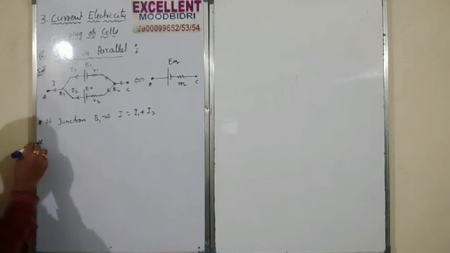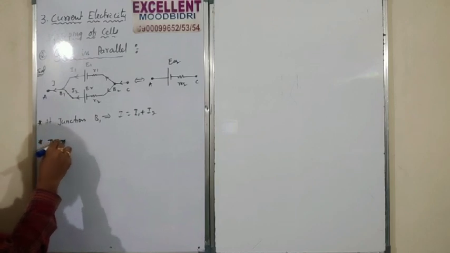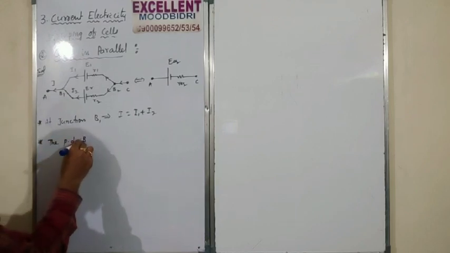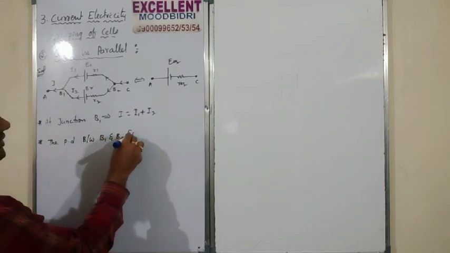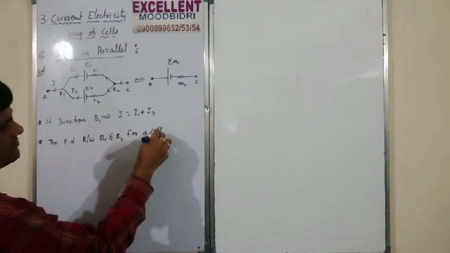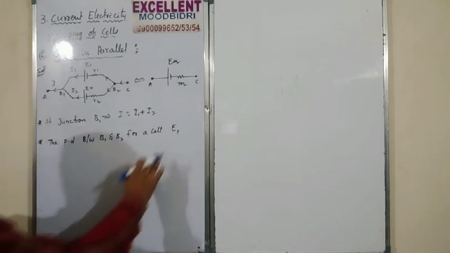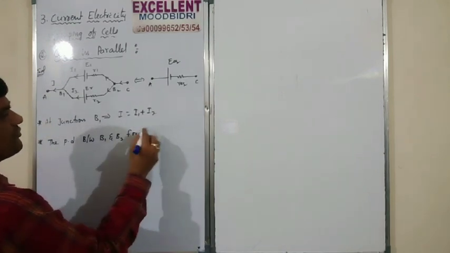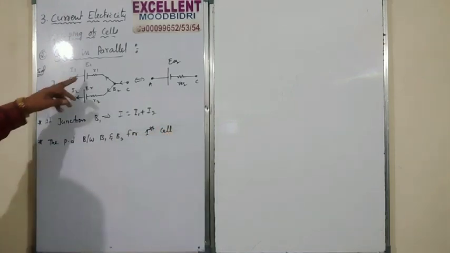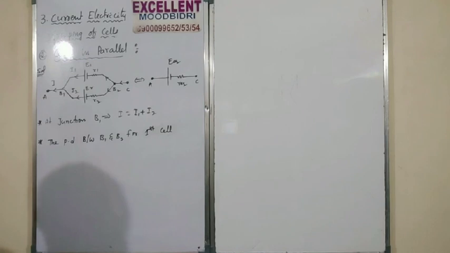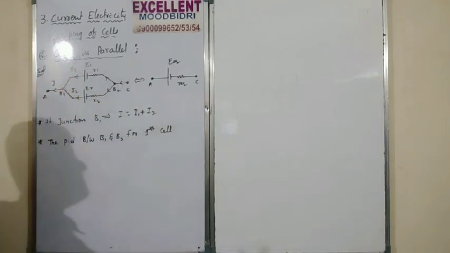Now the second point. The potential difference between B1 and B2 for the first cell, whose EMF is E1, is equal to how much? E1, correct? Potential difference as usual. In a parallel combination, the potential difference is the same only.